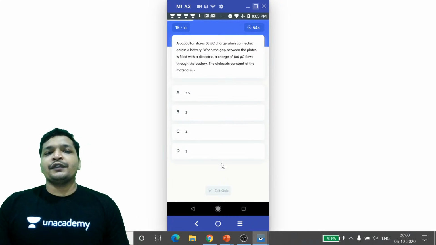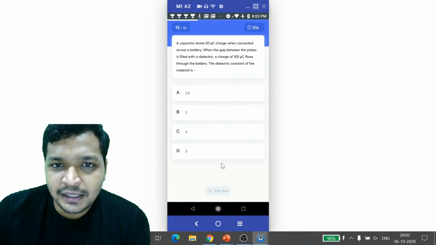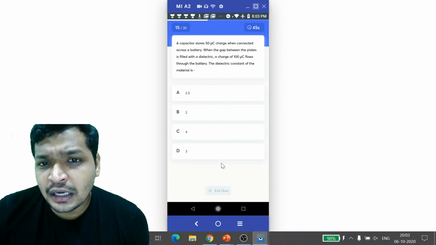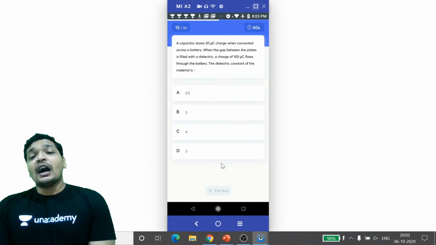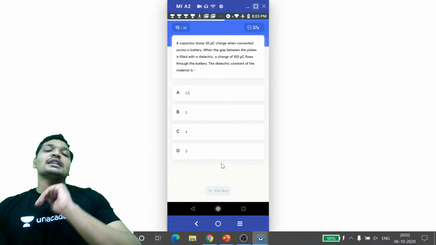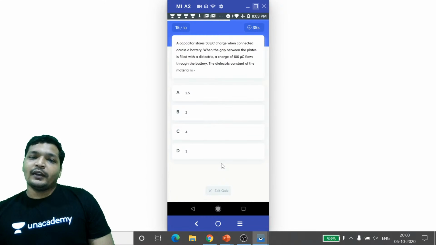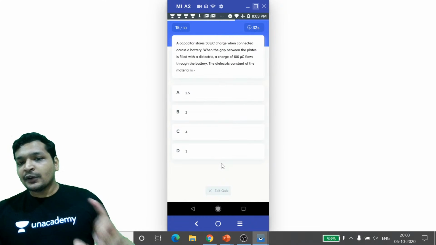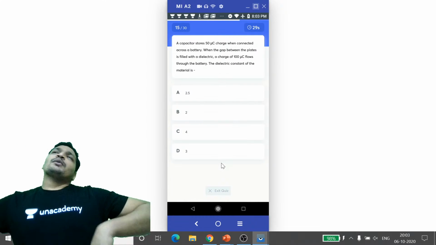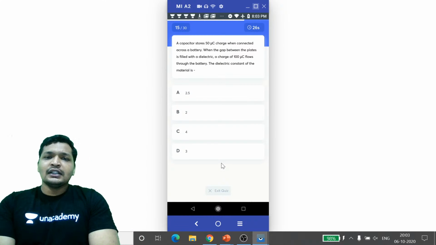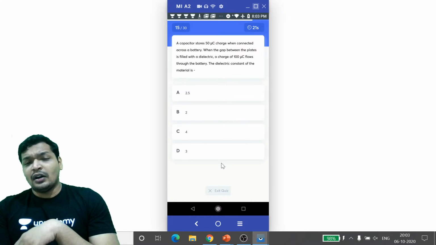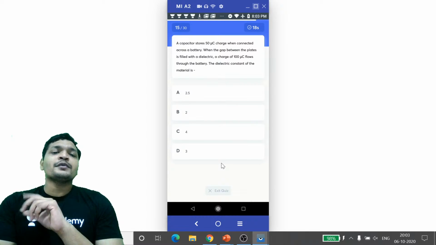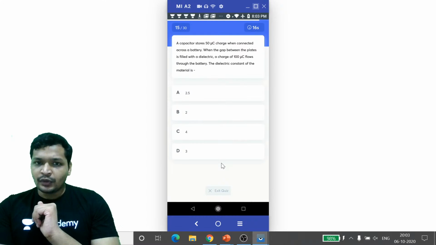A capacitor stores 50 microcoulomb charge when connected across a battery. When the gap between the plates is filled with dielectric, a charge of 100 microcoulombs flows through the battery. So think about it carefully, and if you remember, I think there was a JEE Advanced or JEE Mains question where we did it. I don't remember whether it was a model problem. But a charge of 100 microcoulombs flows through the battery.